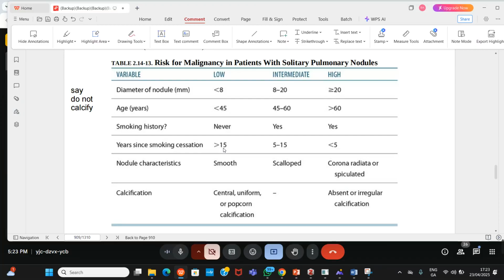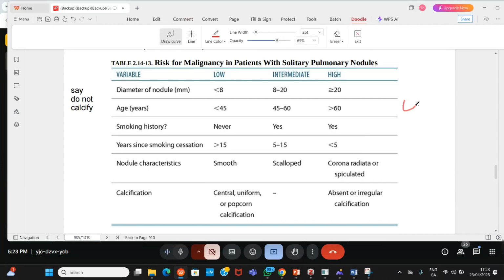How old are you? That's the next thing. What is the age? Is this person more than 60? So you quickly look at the age in the question. Is this person more than 60? Yes. Is it less than 45? Yes. Less than 45, it is low risk for malignancy. More than 60, it is high risk for malignancy. Are you a smoker? Yes, high risk. You have never smoked before? Yes, low risk.